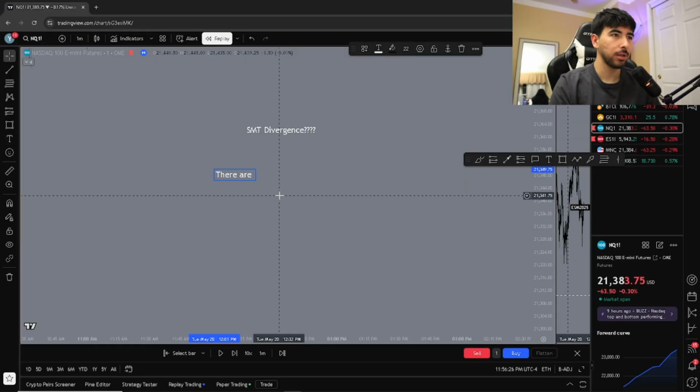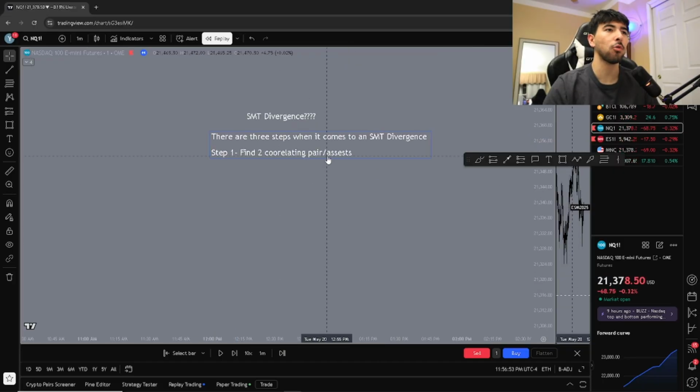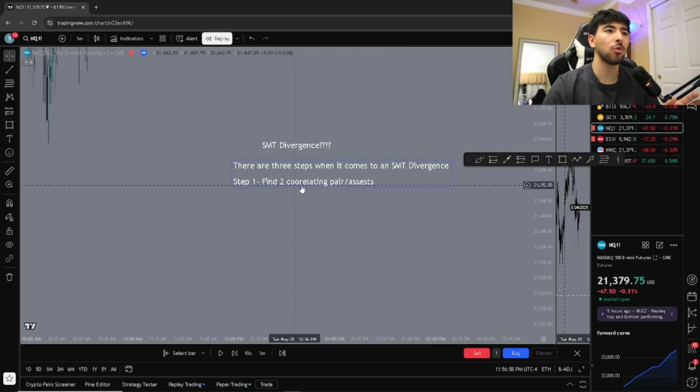You know what? Let's go into 3 steps, right? There are 3 steps when it comes to an SMT divergence. Step 1, find 2 correlating pairs / assets. Okay, so let's actually get into step 1. What the heck is step 1, right? What do I mean by correlating pair / assets? What does even correlating mean?